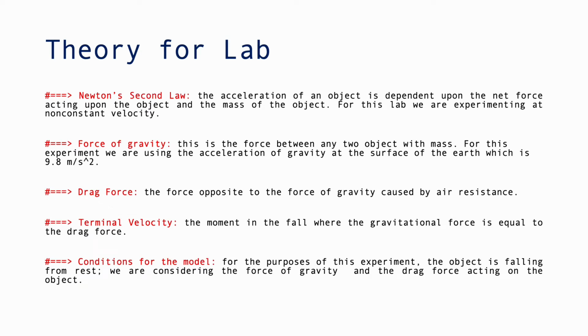The main theory for this lab is Newton's second law. However, this time we will be evaluating motion at non-constant velocity, so the F net will be different than zero. The two main forces are the force of gravity acting on the object, which is the force between any two objects with mass, and for this experiment we're using the acceleration of gravity at the surface of the Earth, which is 9.8 meters per second squared. We're also considering drag force, which is the force opposite to the force of gravity, caused by air resistance. And we will be experimenting with terminal velocity, the moment when the gravitational force is equal to the drag force. For this experiment, the object is falling from rest.